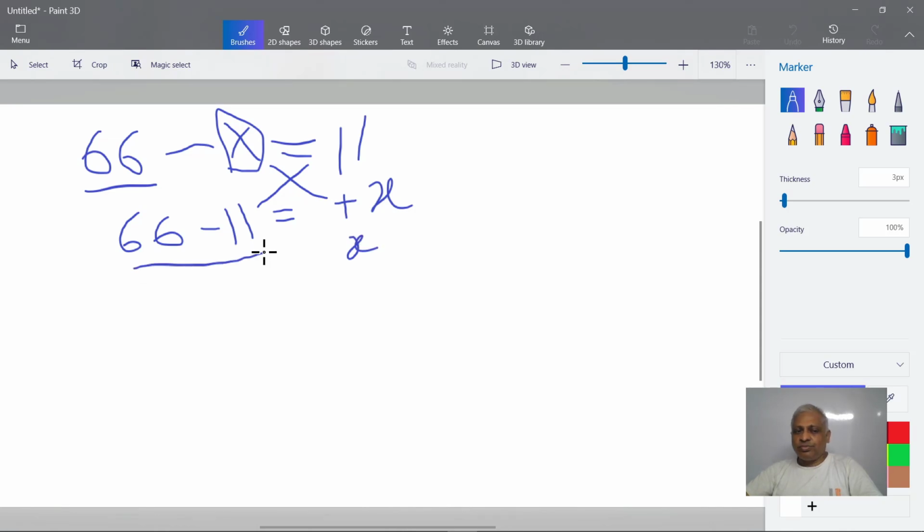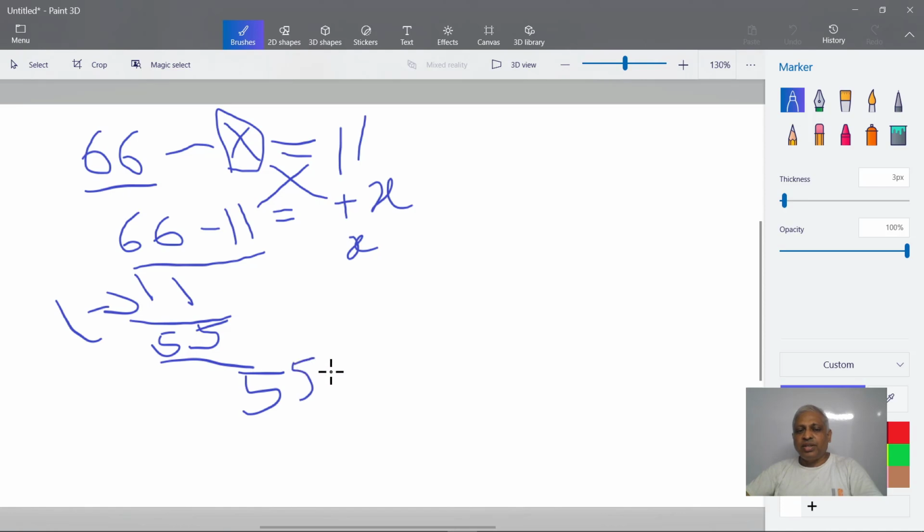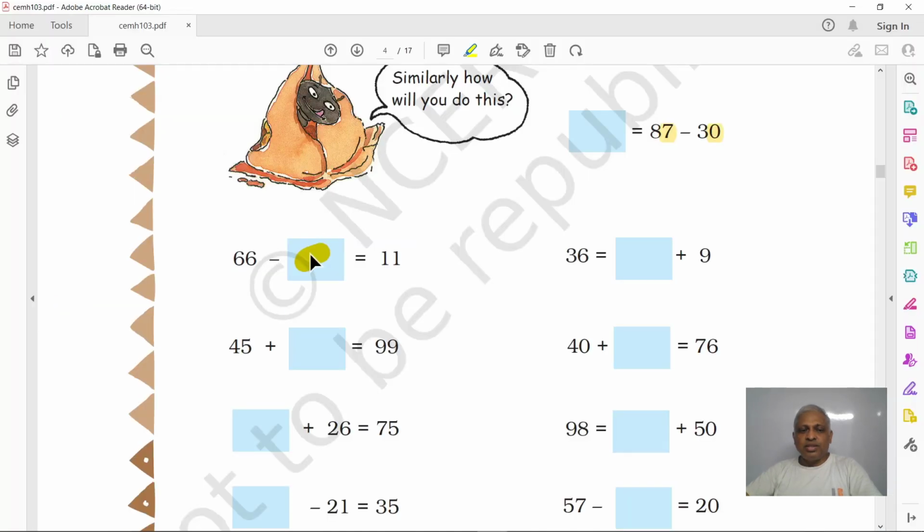Now this subtraction is very simple. 66 minus 11 is how much? 6 minus 1 is 5, 6 minus 1 is 5. So the answer is 55. 66 minus 11 is 55 equals x. So the answer here will be 55.